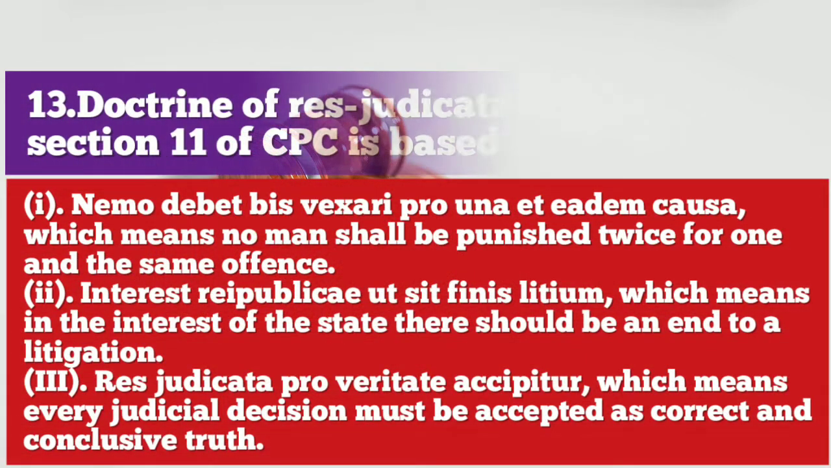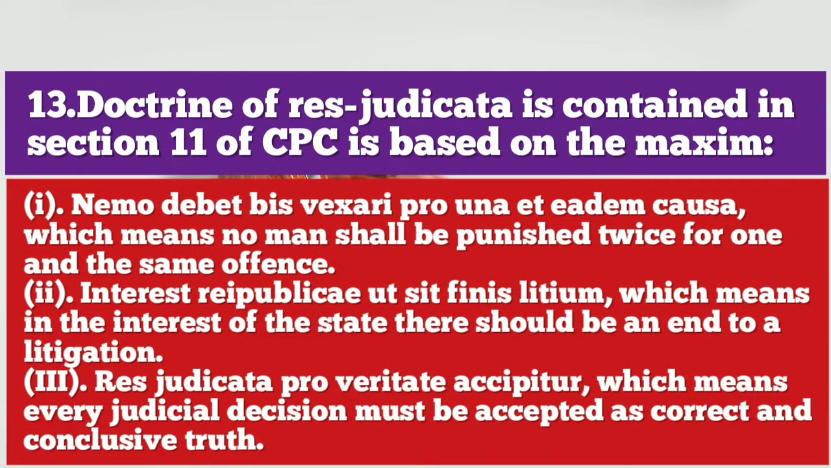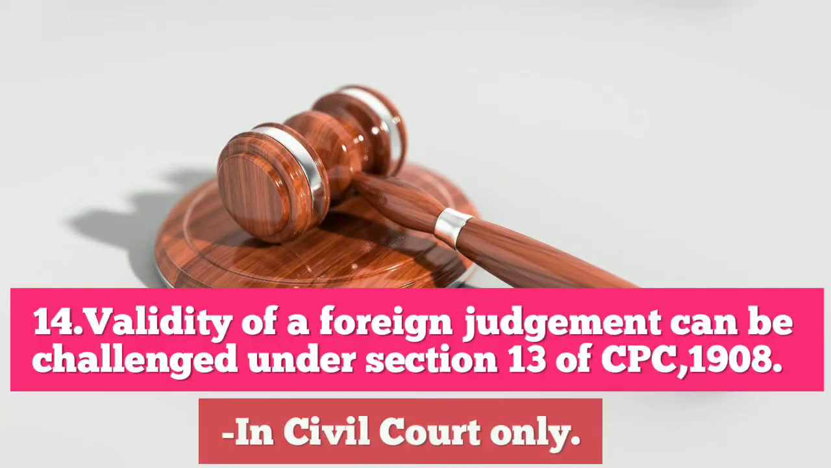Question 13. The doctrine of res judicata as contained in Section 11 of CPC is based on the maxim nemo debet bis vexari pro una et eadem causa, which means no person can be punished twice for one and the same offense. Interest reipublicae ut sit finis litium, which means in the interest of the state there should be an end to litigation. Res judicata pro veritate accipitur, which means every judicial decision must be accepted as correct and conclusive truth.